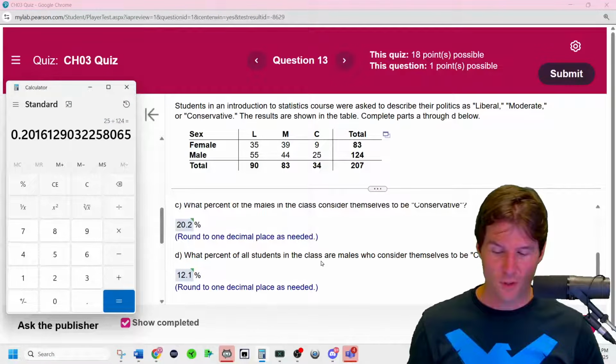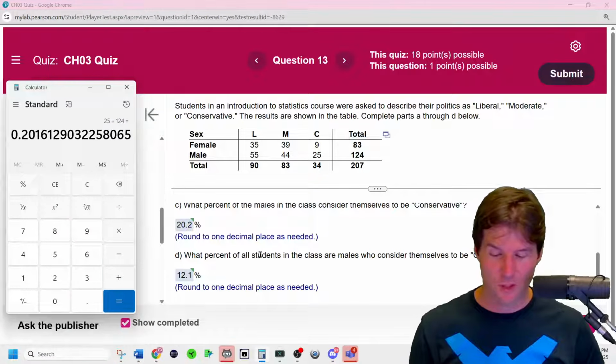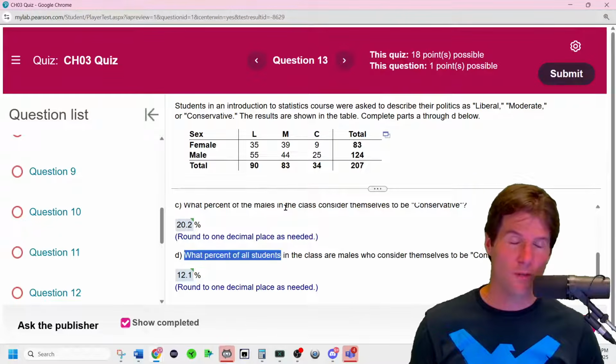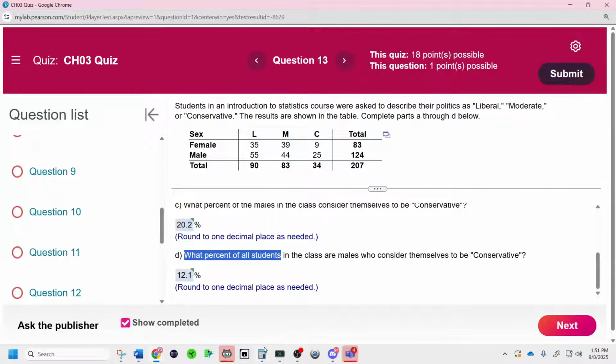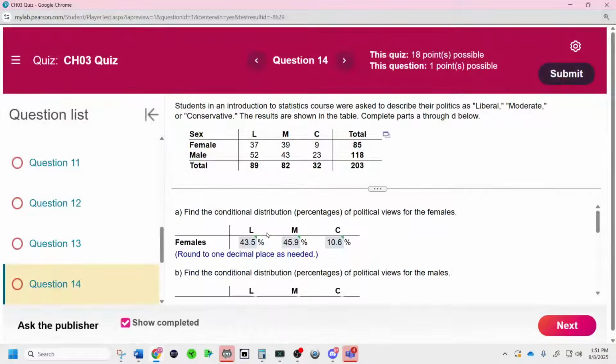What percent of students in the class are conservative males? Now, this is a weird way to ask it. It's asking what percent of all students meet these two categories. To solve this, conservative males are 25 out of the 207. It's a very small change in wording. And there's the answer, 12.1. Let's look at the next one.